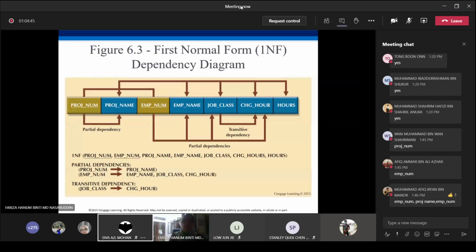Okay. Now, to look at the partial dependency, you break up the primary key. This part of the primary key determines this. This part of the primary key determines this, this, and this. No part of the primary key determines hour. Hour must be determined by both project num and employee number. So far, understand? Yes. Okay. So now we go to the third dependency, which is transitive.